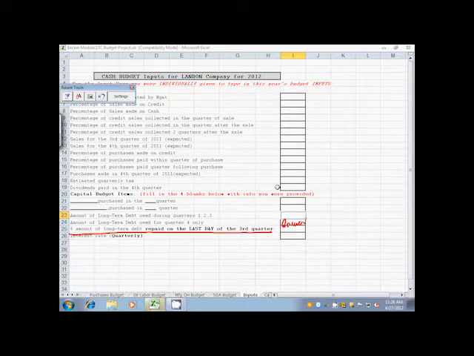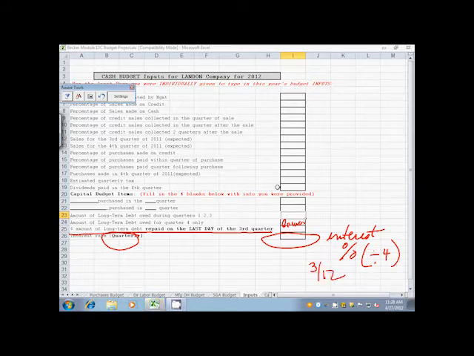When you enter your interest, remember you are given interest rates expressed on an annual basis, and you are to put in a quarterly rate. So you're going to have to divide your interest rate for this particular cell by 4. Or, of course, the other option is to multiply by 3/12, but you want to log in here a quarterly rate of interest. Now, all of these inputs are going to lead to your cash budget.